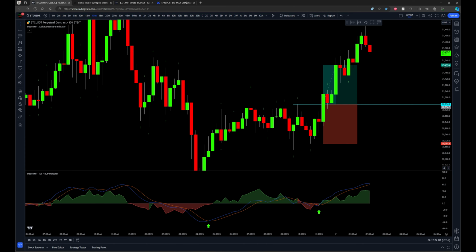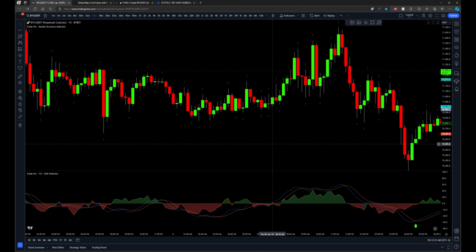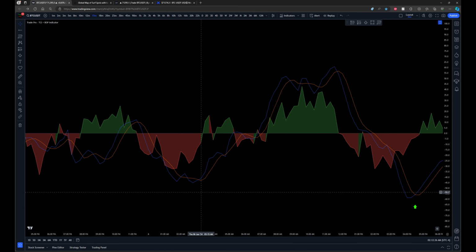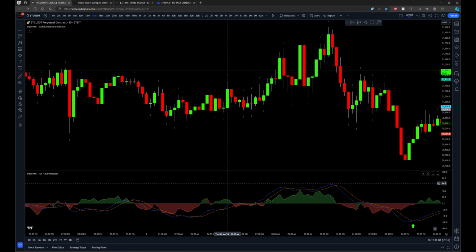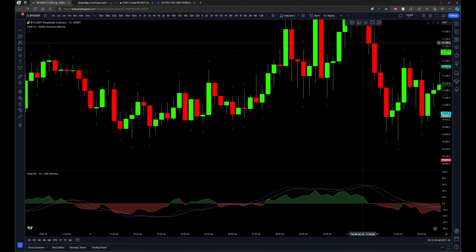Okay, so let's look at another setup, the last higher low below the zero line. So we come down, we're looking for a higher low cross up, which happens right here. So let's see where that occurs. That's on this green candle. So in this case, we already broke structure bullishly with this green candle.